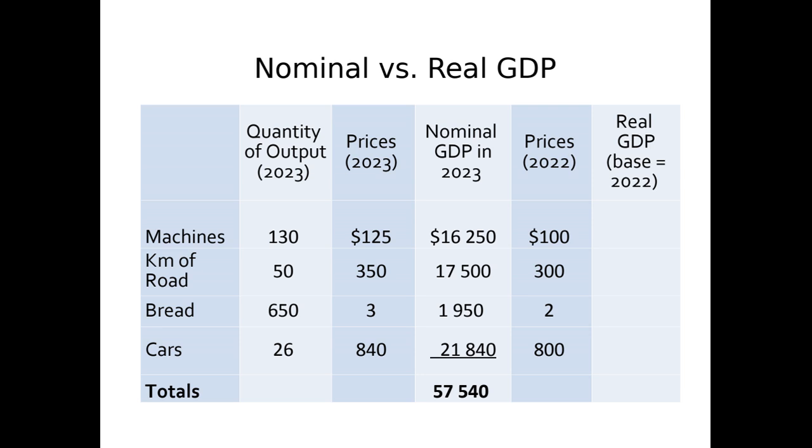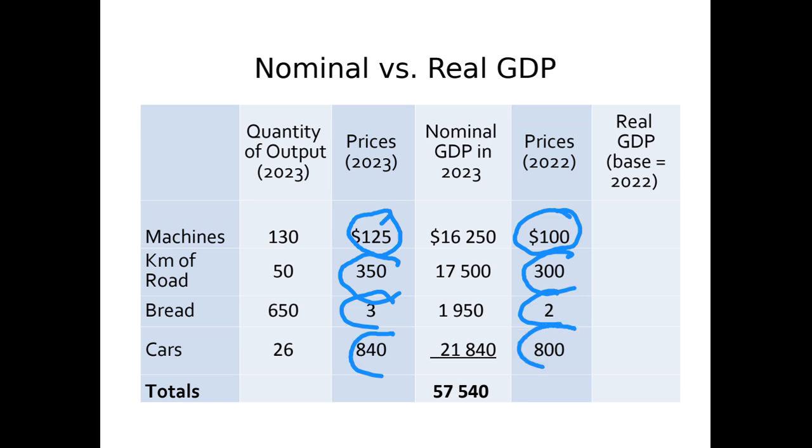Now, if I want to calculate real GDP instead of nominal GDP, let's assume I take the price of these products in 2022 instead of 2023. So just the previous year's prices. Prices for these products in 2022 are given. Instead of 125, the price was 100. For 350, the price is now 300, and for the car, the price was only 800 instead of 840. So a year ago, the prices were lower than in 2023.